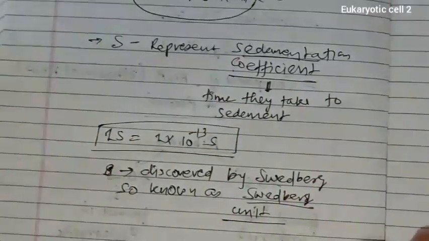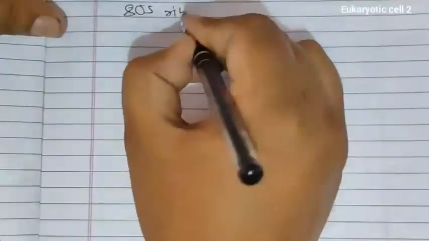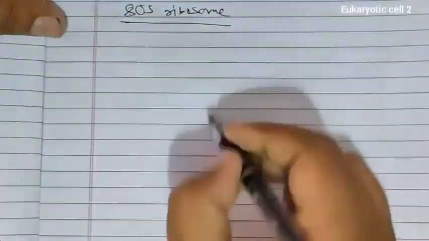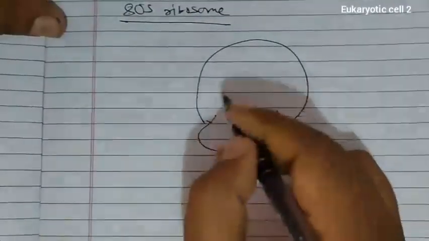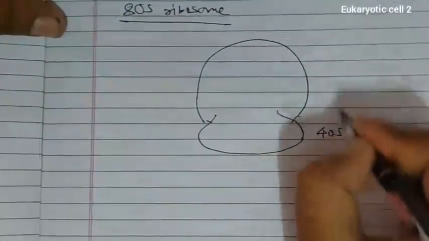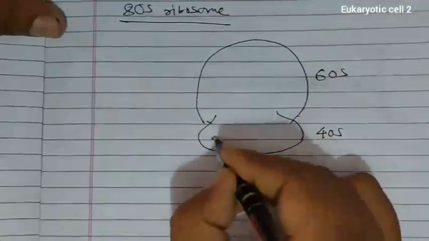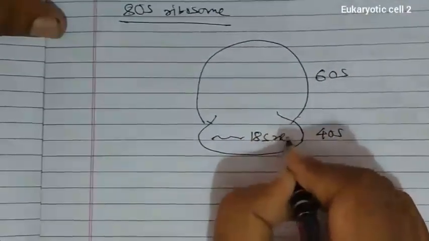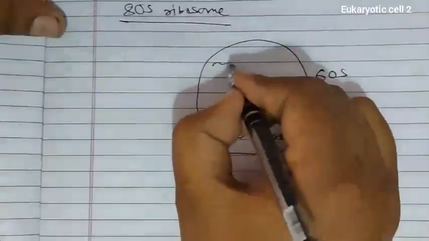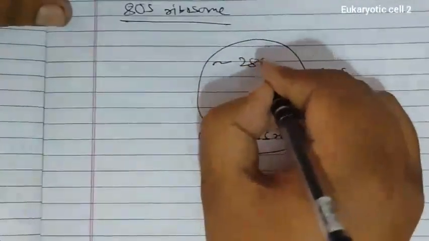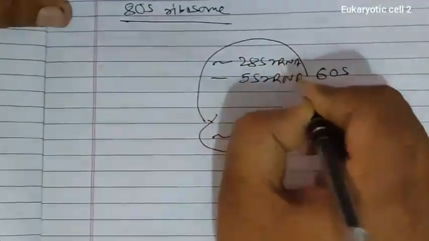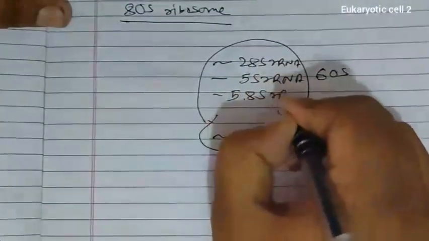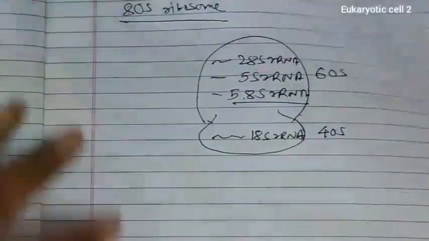Now we talk about the 80S ribosome. When we draw the structure of the 80S ribosome, this is 40S and this is 60S. Now in 40S we find 18S rRNA, that is a type of rRNA, and in the 60S you will find 28S rRNA, 5S rRNA and 5.8S rRNA. Okay, these types of rRNA are found in this case.